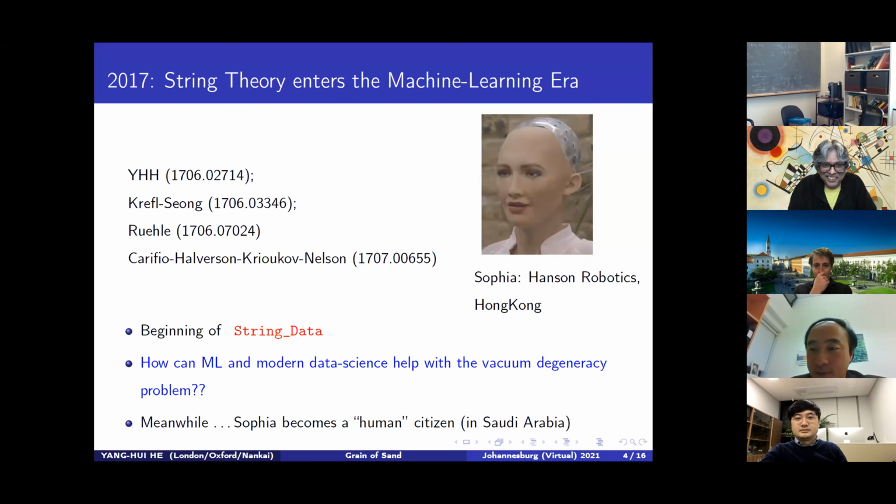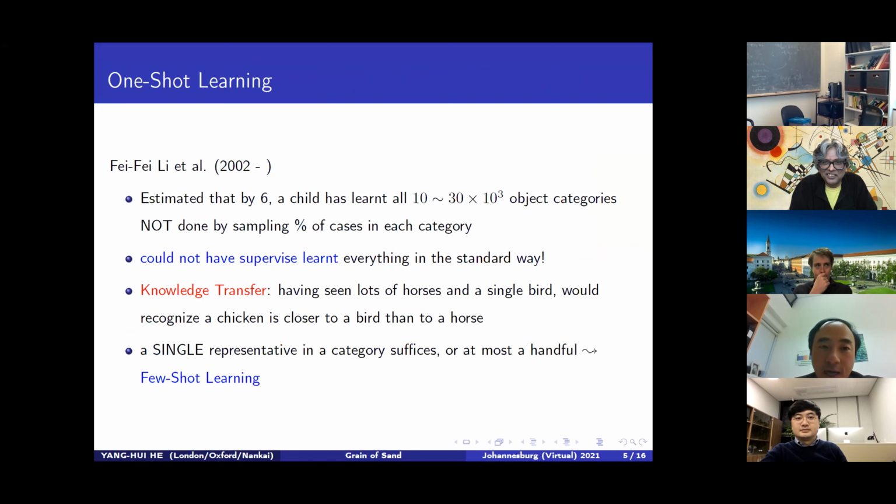But this brings us to a paradigm called one-shot learning, promoted by Fei-Fei Li at Stanford back in 2002. This is a very interesting analogy to draw. By the age of 6, a typical human child has learned 10 to 30 times 10 to the 3rd object categories. And this is not done by sampling 10% or 20% or 80% of each category, as we usually do in machine learning. There's simply not enough hours in the day for a child to do that. So how does the human mind actually do one-shot learning?